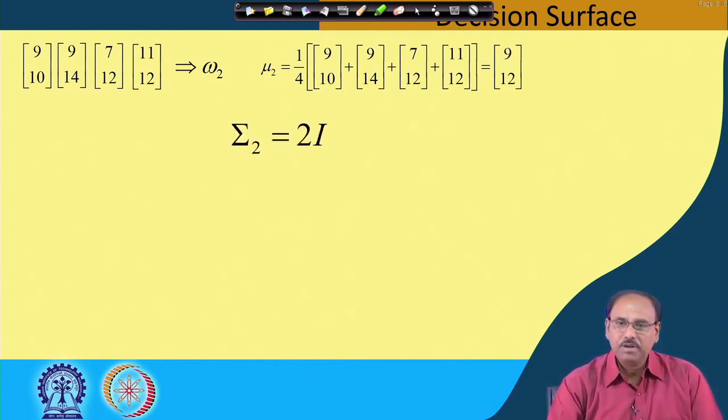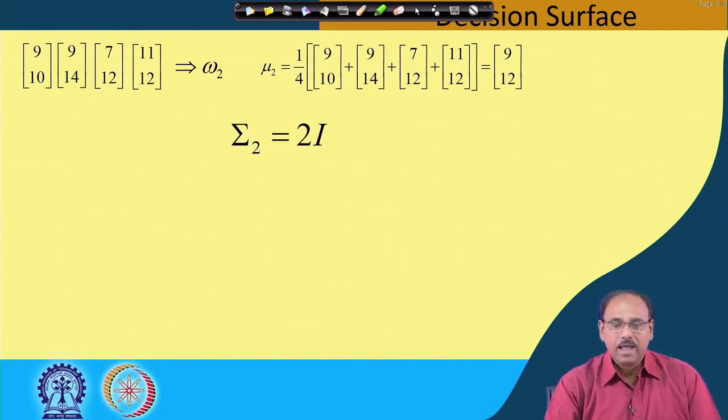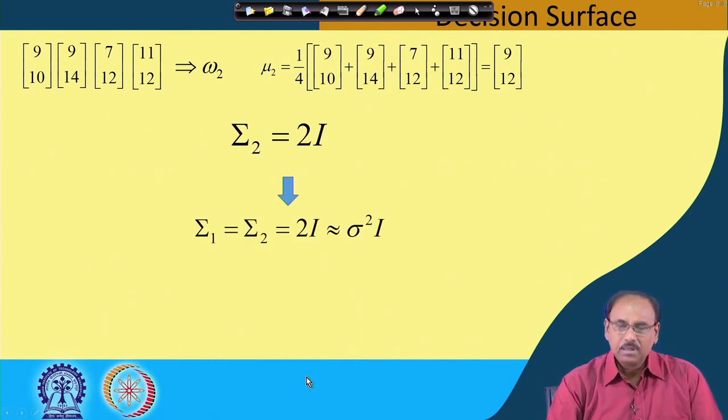And once I have these mean vectors, in the same manner as I have done previously, I am not repeating all those calculations. You can calculate the same way, and you can find that the covariance matrix for class omega 2 will come out to be sigma 2, which is nothing but 2 I, where I is the unity matrix. If you remember, for class omega 1 we had sigma 1 which was 2 I, and for class omega 2 I have sigma 2 which is also 2 I.